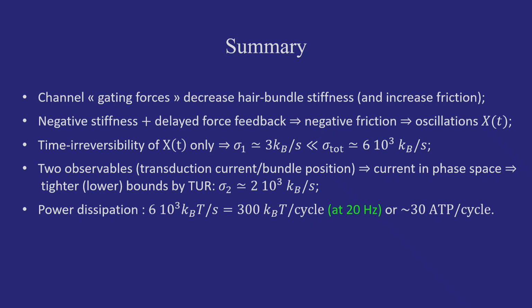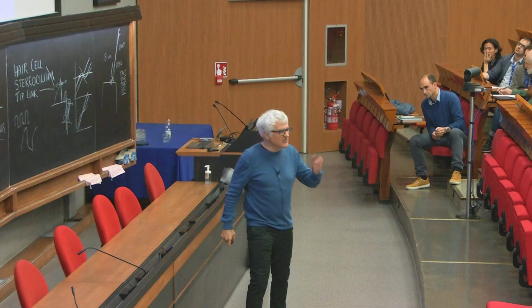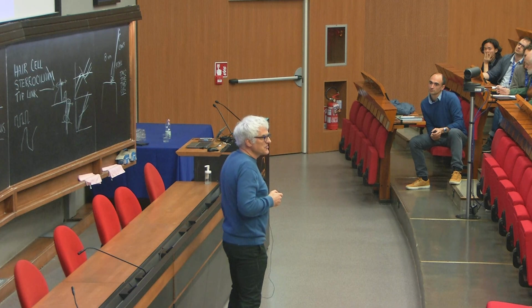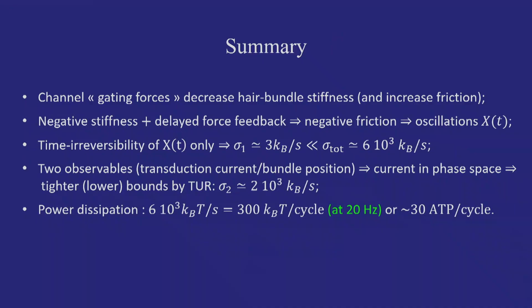But, you know, we know that there are at least a few hundred molecular motors per tip link. We know that because there is about 10 piconewton tension in a single tip link, 50 tip links. To impose 10 piconewton tension, you need at least 5 to 10 motors attached at any given time. You multiply by 50, so you have hundreds of motors. So 30 ATP per cycle is not much if you divide that by the number of motors that we have in a hair cell. Okay, I'm done.